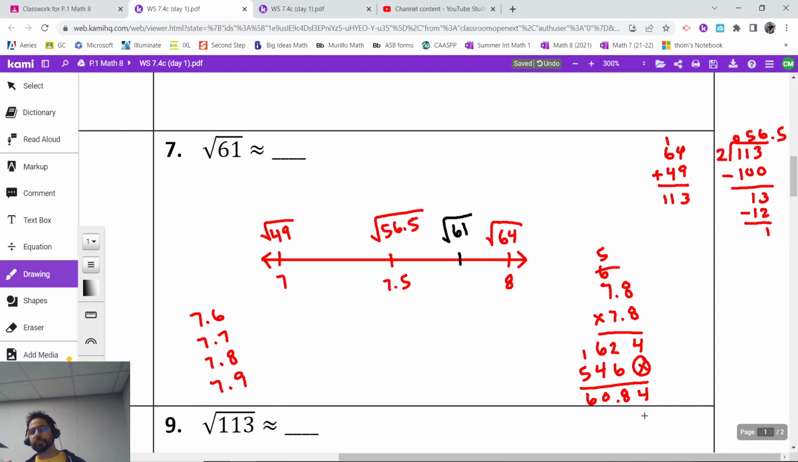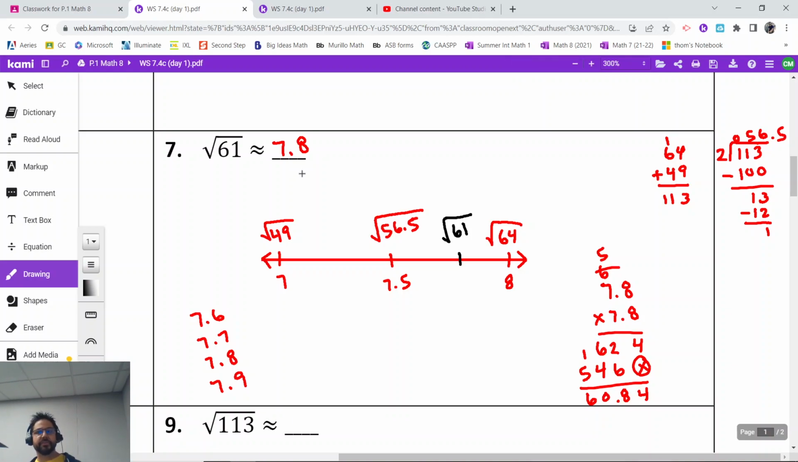Yeah. I was really tempted to try and guess 7.7, but I'm really glad I tested 7.8. Because 7.8, when I multiply it by itself, I get so close to the 61 like I wanted. 7.8. Sometimes we get lucky like that. Because again, it's just an estimation or approximation there. An educated guess, but you got to put some thought behind it to help you out.